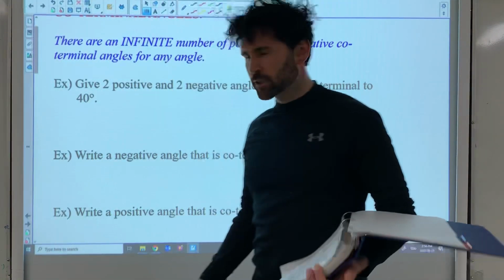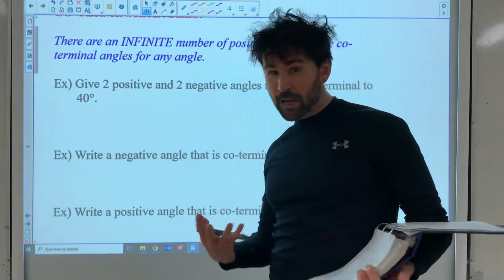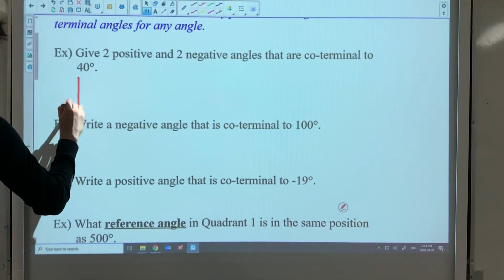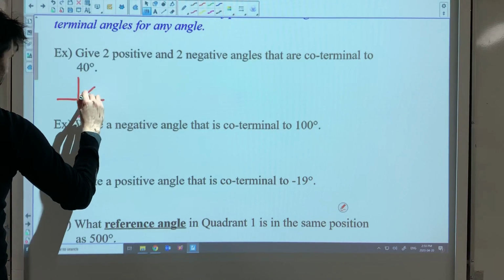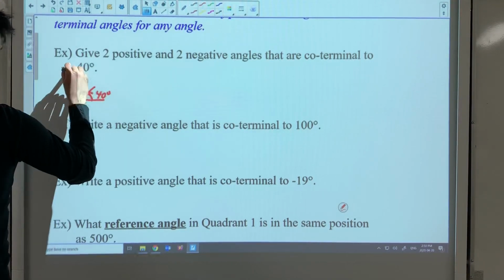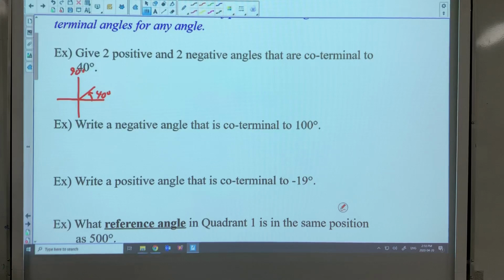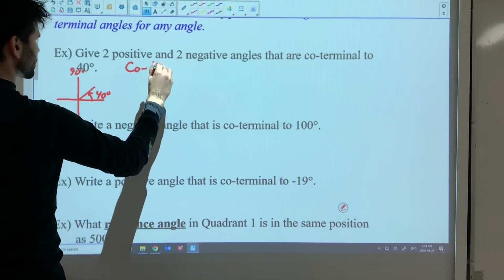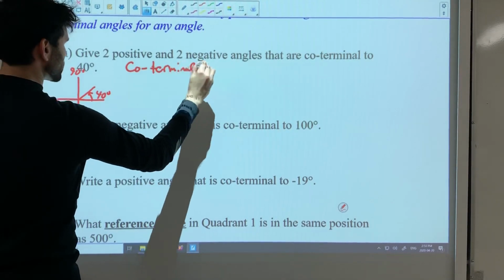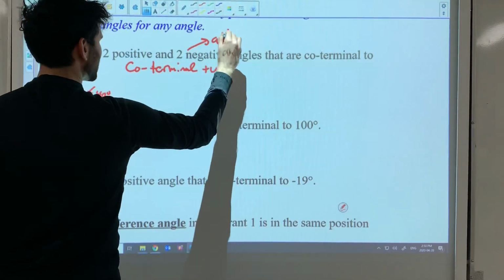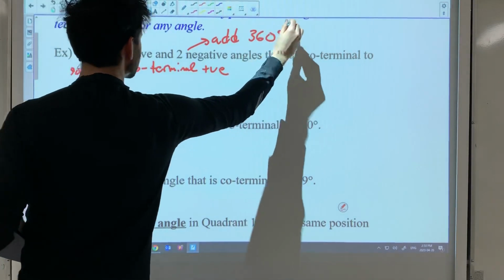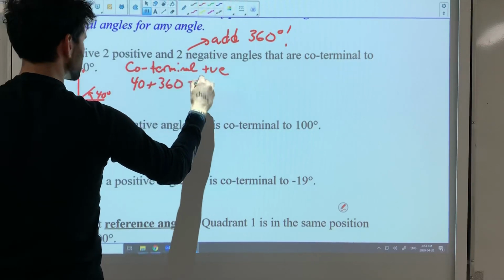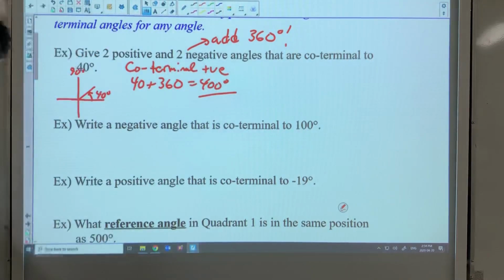So, how do you find a coterminal angle? Well, you merely add 360 degrees to a given angle. So say I have an angle of 40 degrees, and if I was to do a sketch, this angle might look something like this. 40 degrees, right? There's 90. So there's my sketch. If I want to find some positive coterminal angles, just add 360 degrees. So if I go 40 plus 360 degrees, I will get 400 degrees. So that's a coterminal angle.